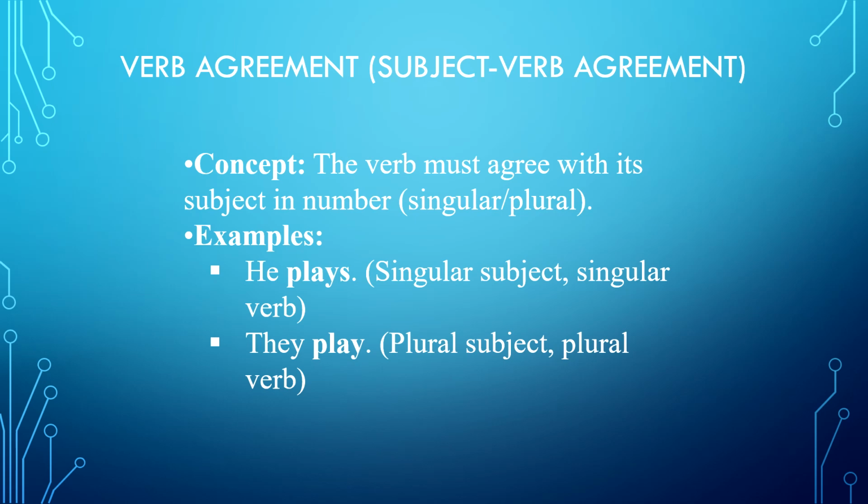Another important concept is verb agreement. This means the verb must match its subject in number, singular or plural. For a singular subject like he, the verb is plays with an s, but for a plural subject like they, the verb is just play. He plays, they play. This is a rule you must remember.